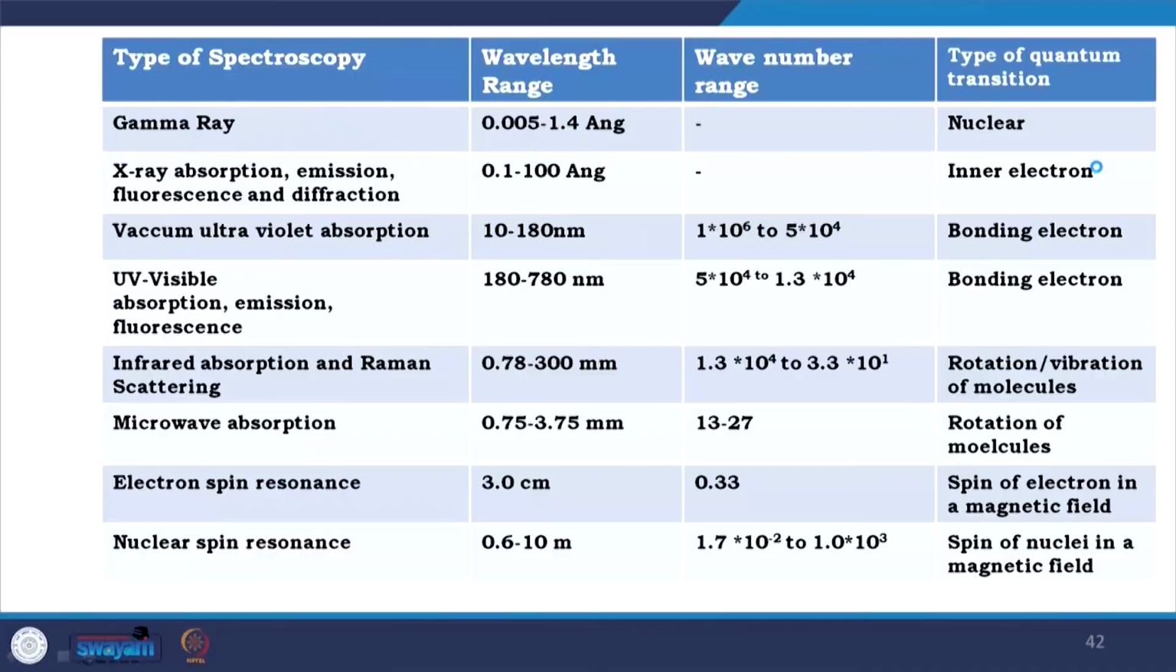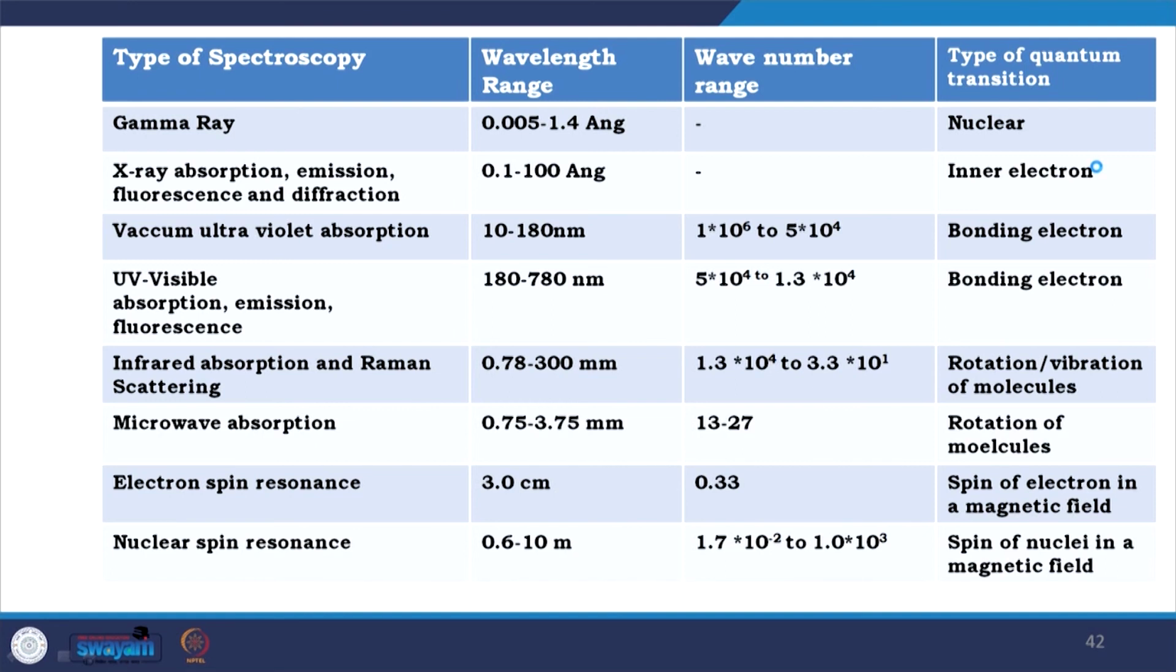So, we have discussed the general principle of spectroscopy and how spectroscopy would be used. We talked about the electromagnetic spectrum. In the electromagnetic spectrum, there is gamma ray. Gamma ray is used for quantum transition at the nuclear level. X-ray absorption, emission, fluorescence and diffraction affect the inner electron. Vacuum ultraviolet absorption uses bonding electron, and UV visible absorption, emission and fluorescence spectroscopy again affect bonding electron.